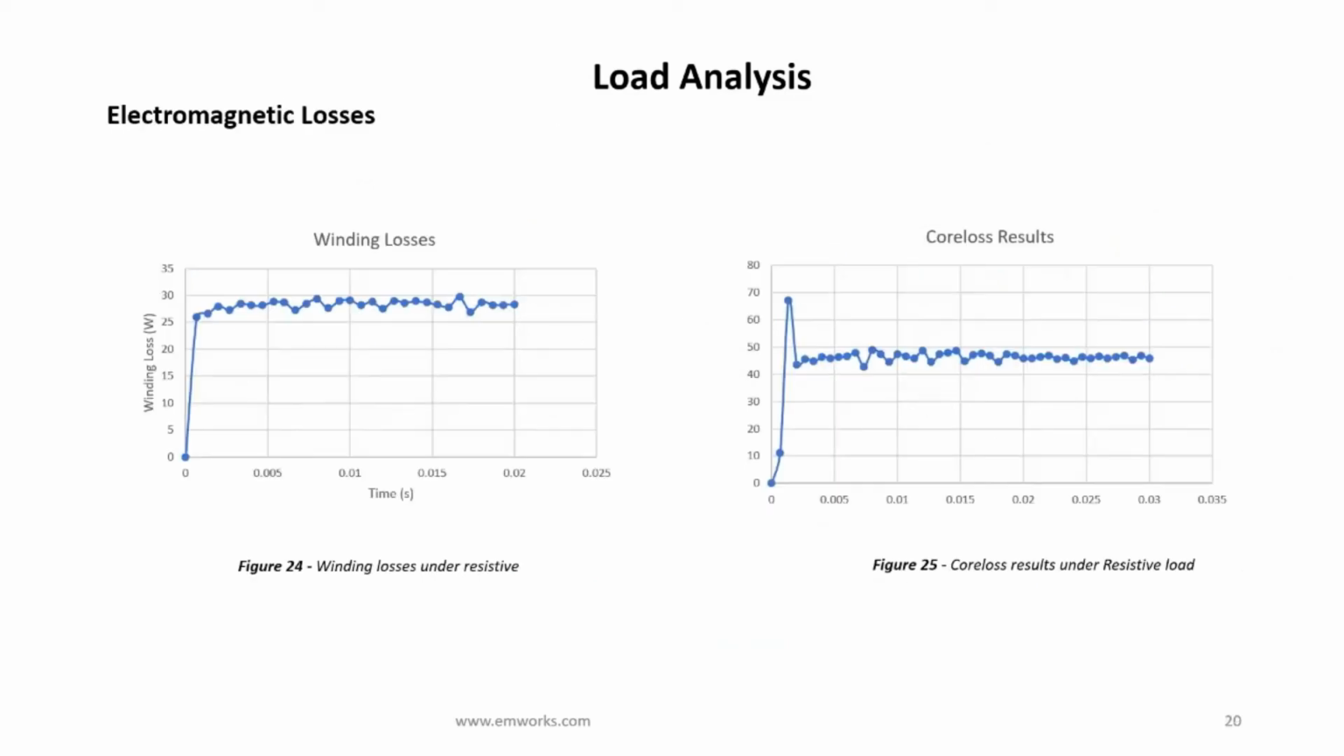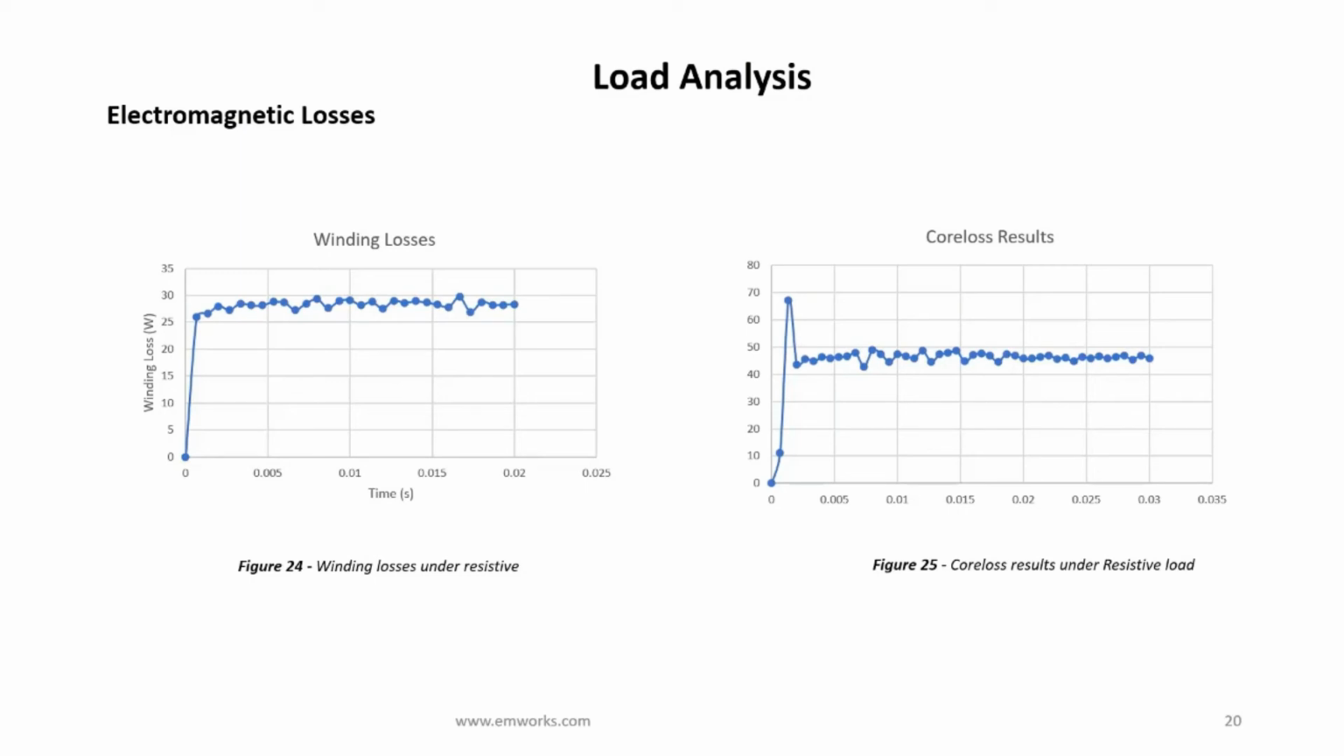Under the load operation, important electromagnetic losses will be generated. This can affect the efficiency of the machine and lead to additional maintenance costs. Hence, those quantities should be studied carefully during the design of any electrical machine. Eddy, iron, and copper losses can be predicted by EMS. Winding losses are shown in figure 24, while the core loss results are plotted in figure 25.